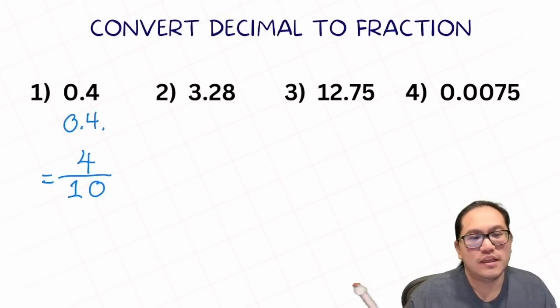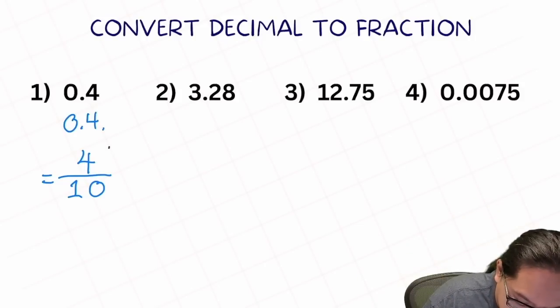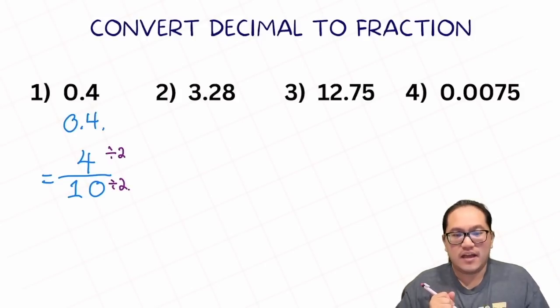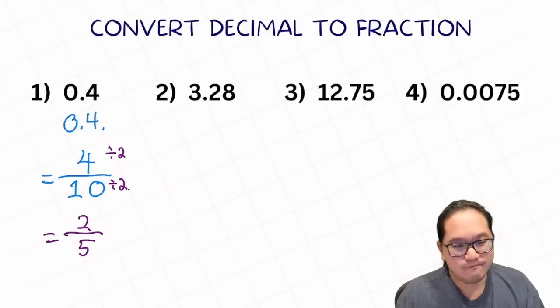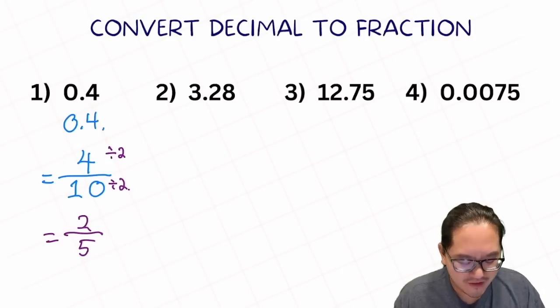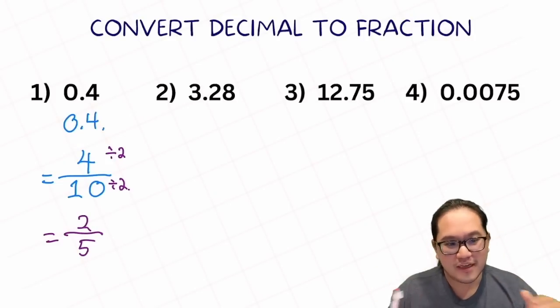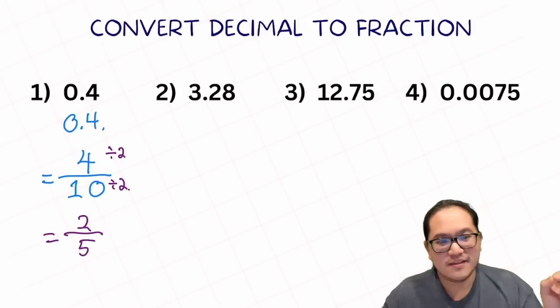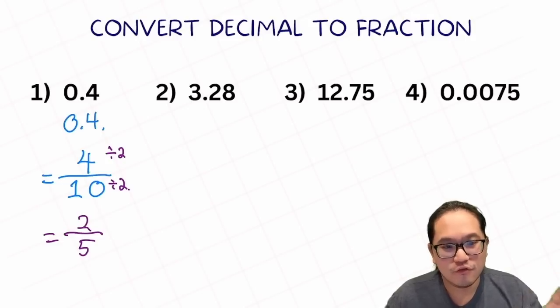Because in math, we need to simplify the answer to be the correct answer. So how do we do that? We can see both 4 and 10 can be divided by 2. So that's the first step of simplifying. So we have 2 left on the top and 5 at the bottom. Can we simplify anymore? Let's think about it. No, we can't, right? 2 and 5, there's no common number that can divide them. So now we know that 0.4, when you convert to a fraction, is equal to 2 over 5.